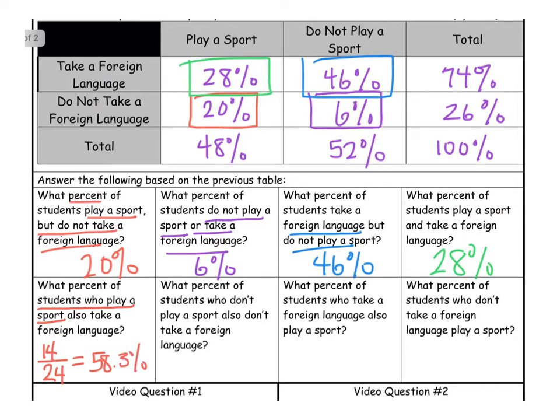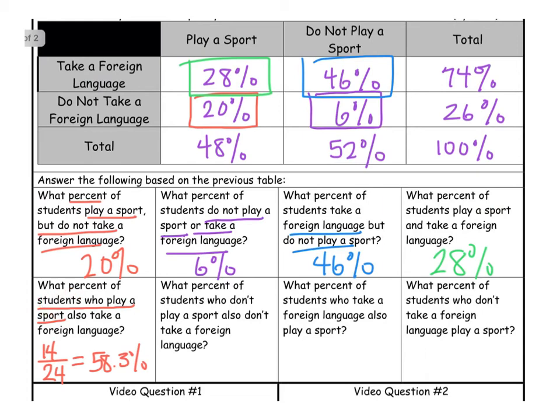And this is where it differs, because here it's asking you what percent of students who play a sport. So we're just looking at the number of students who play a sport, as opposed to this one, which says what percent of students, and they're talking about students in general. This one's talking about students who play a sport. So this is talking about the entire population, and this is talking about just the students who play a sport.